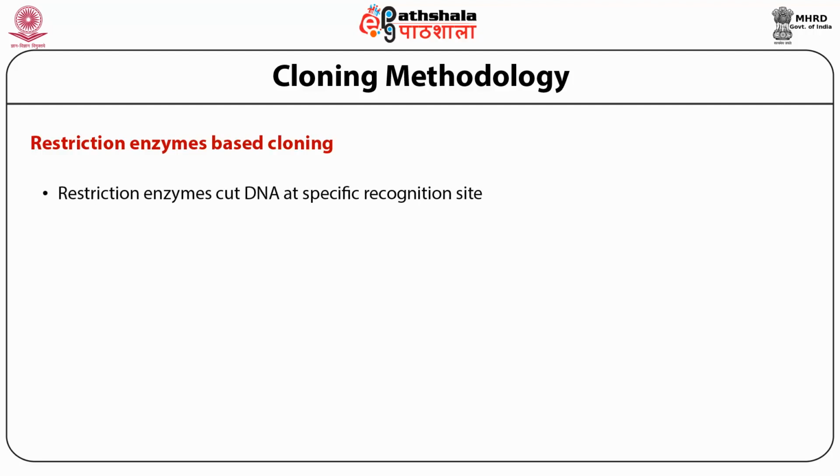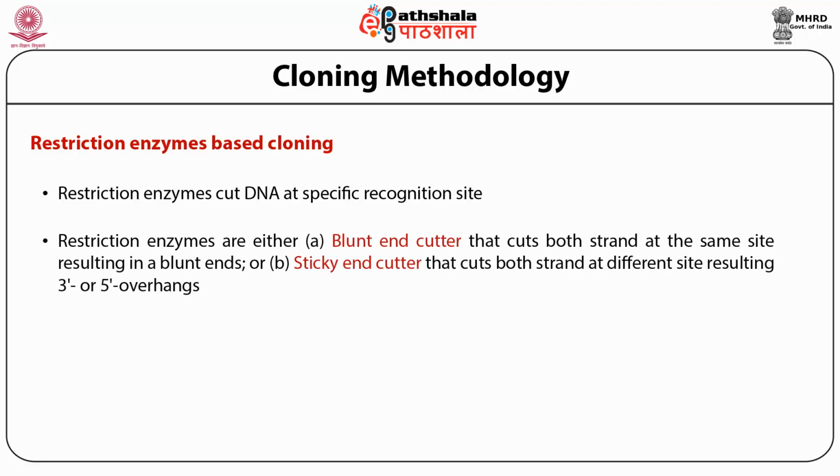Restriction enzymes are enzymes which cut DNA sequences, and they are either 4-base cutter or 6-base cutter. If they cut both the strands at the very same site, they result in a blunt end. They are called blunt end cutters. And if they recognize 2 different sites on the double strand DNA, then they result in a 3 prime to 5 prime overhang, also known as sticky end, and these enzymes are called sticky end cutters.